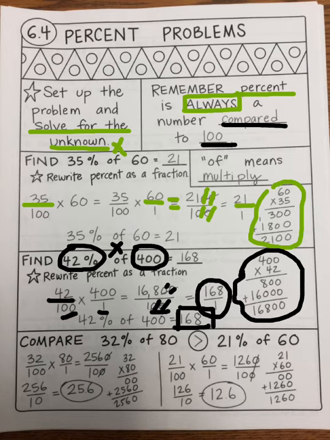All right, next, we're going to be looking at, really it's a comparison problem, but I really want you to focus on finding the percent of the number. So we're looking at finding the percent, 32% of 80. So it's set up exactly like the problem before, 32 over 100. Because the percent means it's over 100, the of is multiply, and you're multiplying by 80 over 1 because the 80 is a whole number, and that's represented as 80 over 1.